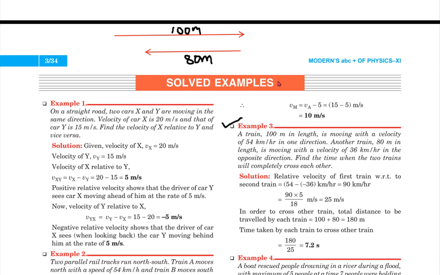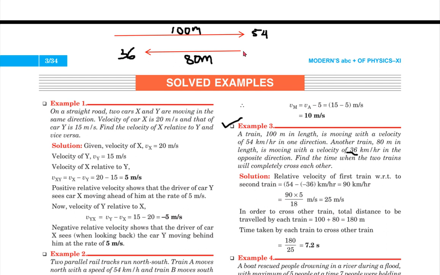So this 100 meter train moves with 54 kilometer per hour, 54 kilometer per hour, and this one is 36. This is 36 kilometer per hour.